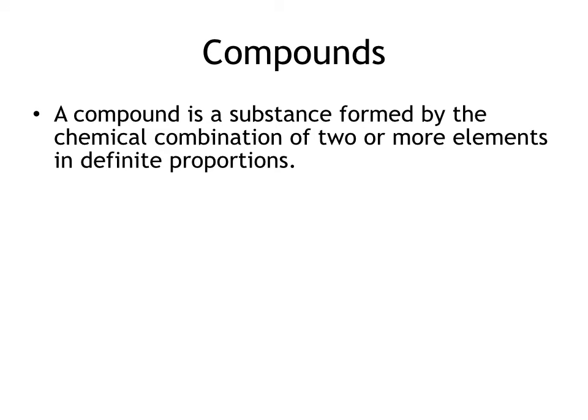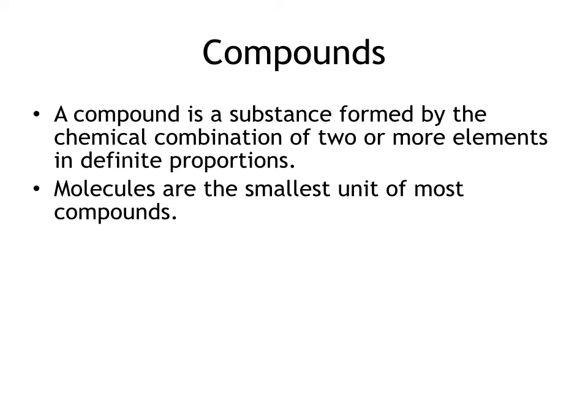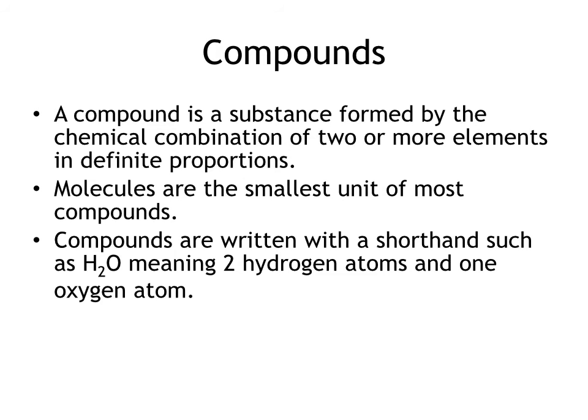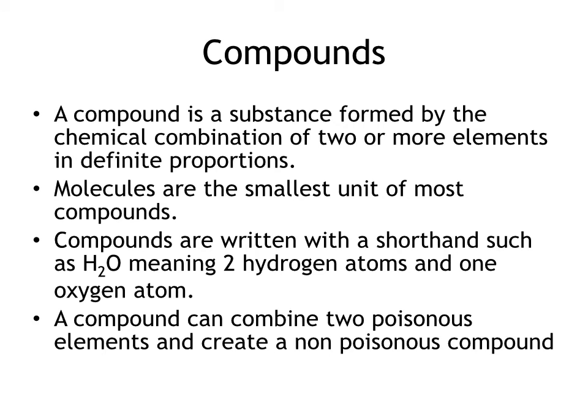A compound is a substance formed by a chemical combination of two or more elements in definite proportions. So you're going to put two or more elements together and form a compound. Molecules are the smallest unit of most compounds. Compounds are going to be written with a shorthand, such as H2O, meaning two hydrogen atoms and one oxygen atom. So this is going to show us how much of each element is in the compound. A compound can combine two poisonous elements to create a non-poisonous compound.